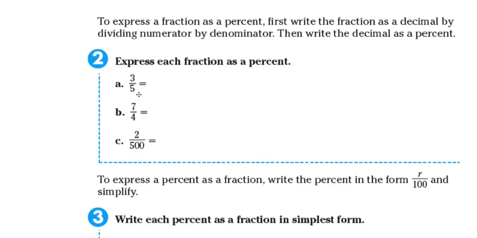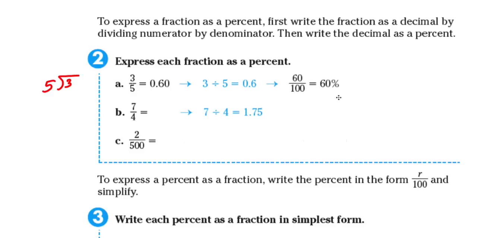So we want to convert this fraction into a percent, but first we need to convert it into a decimal. We do that by dividing 3 by 5. Remember, the numerator is your dividend. The denominator is your divisor. You end up with 0.6. And then from there, you simply move the decimal 2 spaces to the right, and it becomes 60%.